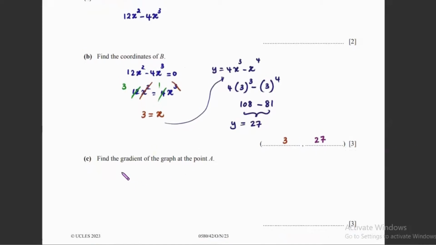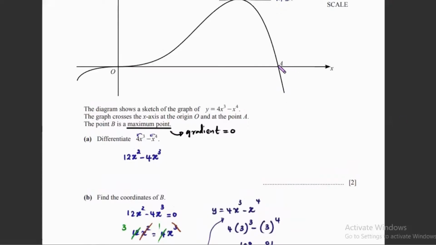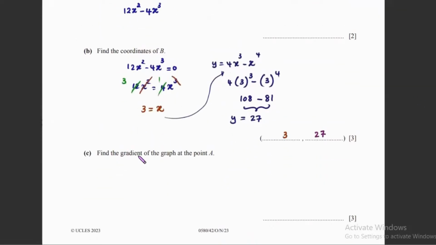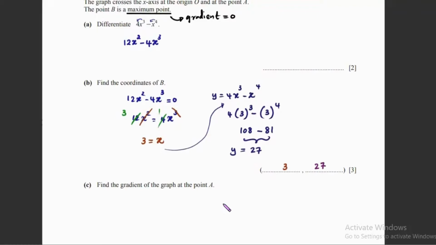In part C, we are supposed to calculate the gradient of the graph at point A. Point A is on the x-axis, which means the value of y will be 0. So if we write it as a coordinate point, the y value will be 0. We need to find what this x is. We do not know what that x is. But the question is asking us to calculate the gradient of the graph, so we need to use the derivative function, which is 12x squared minus 4x cubed. We need to substitute the value of x to find the gradient.